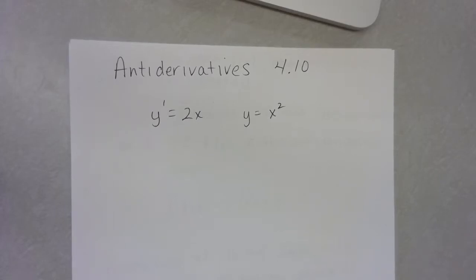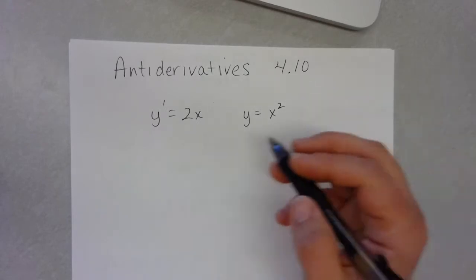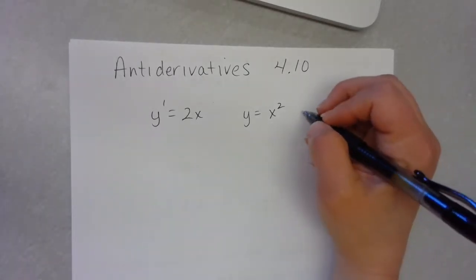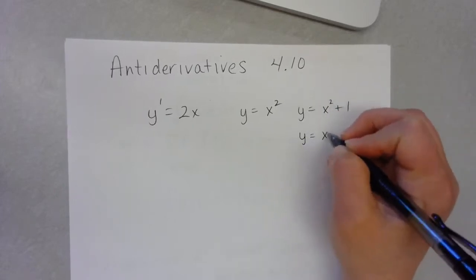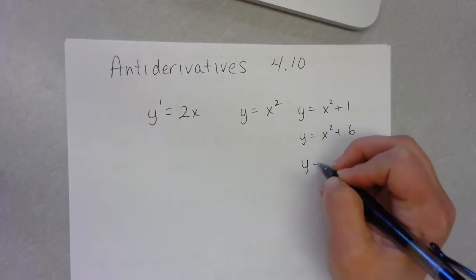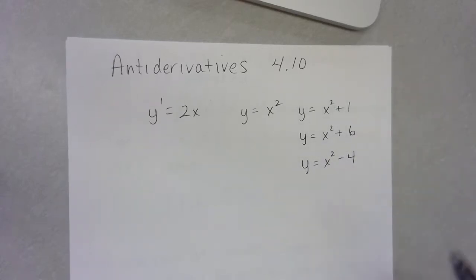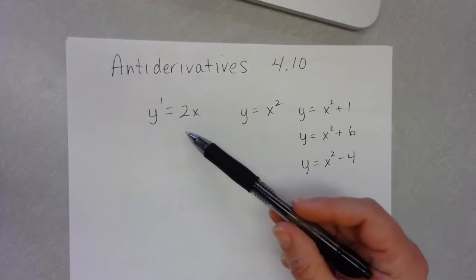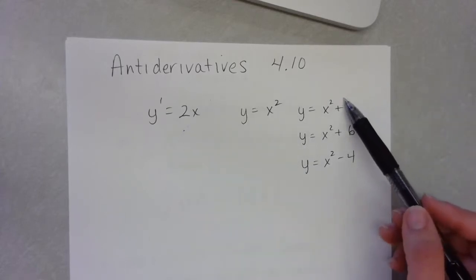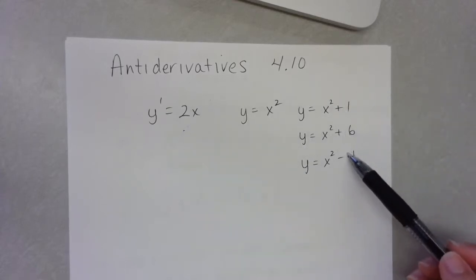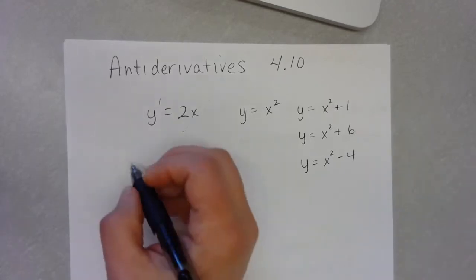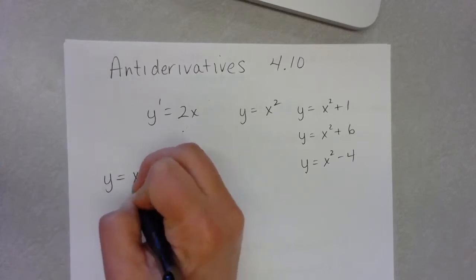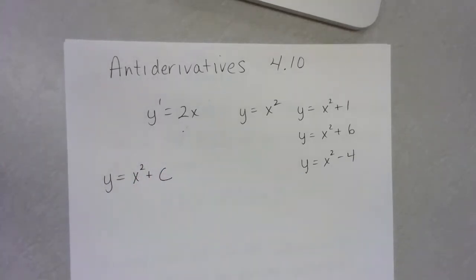Now, you might notice that this could actually be the derivative of a whole bunch of different functions. What if I had y equals x squared plus 2? Or y equals x squared plus 6, or y equals x squared minus 4. In all of these cases, I would end up with a derivative that is 2x, because the derivative of the constants just turns to 0 and they drop off. So for that reason, we say that y is x squared plus some constant that maybe we lost when we took the derivative.